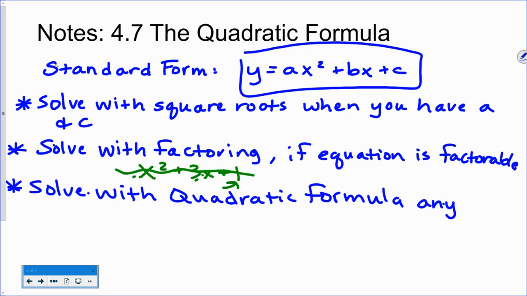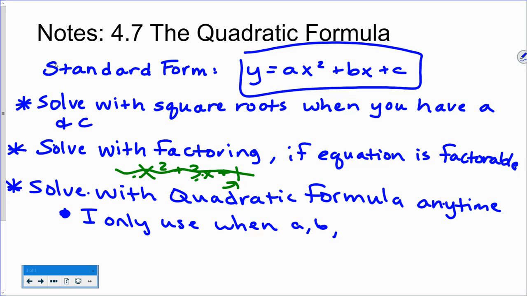Technically, any time. However, it is your longest method. It will take the most time. So my suggestion, I don't know what symbol I want to do there. I guess a circle. So I only use it when I have A, B, and C, and it's not easily factorable.